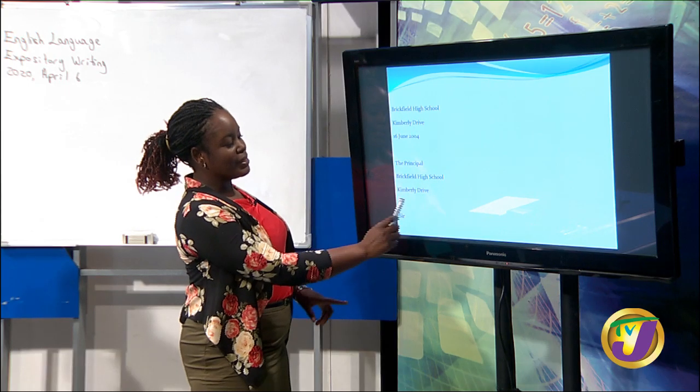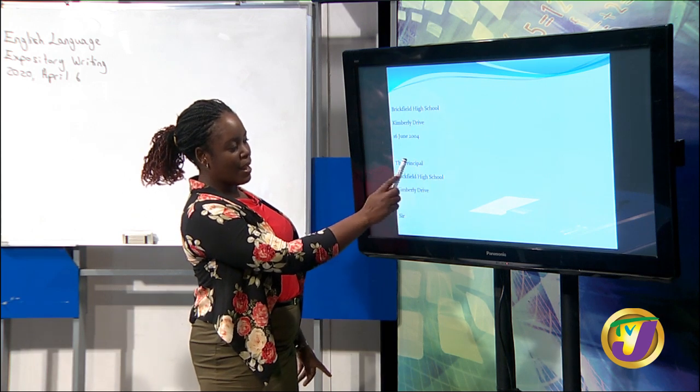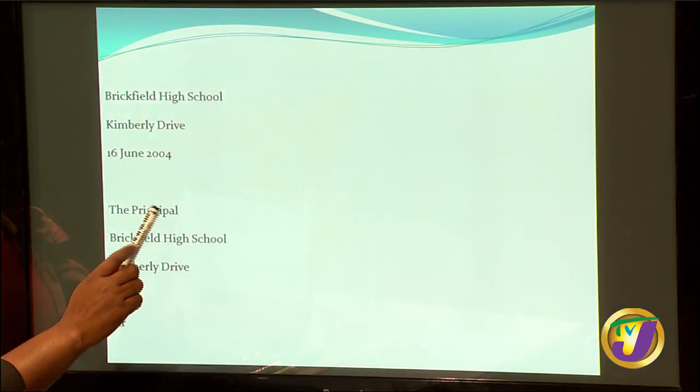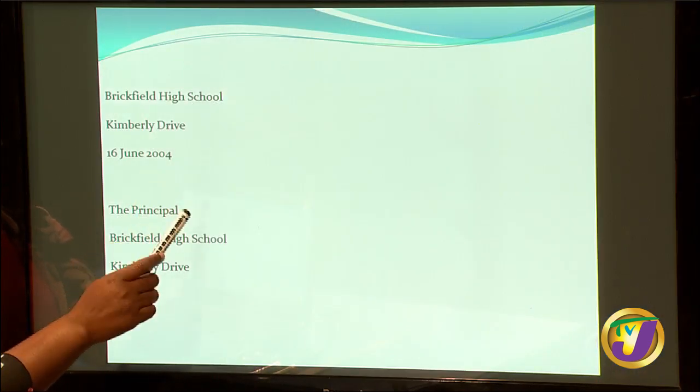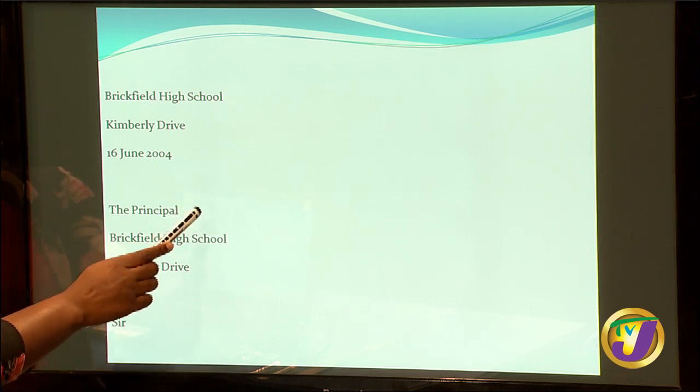All right, so we have with us now a sample. So, Sharika, can you walk them through? Okay, so again, you will have your address. For example, Brickfield High School, Kimberley Drive, 16 June 2004. Then you have your inside address, and again, the principal, the person to whom the report is being addressed.